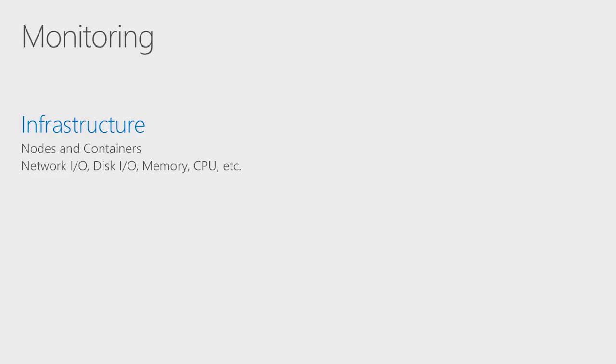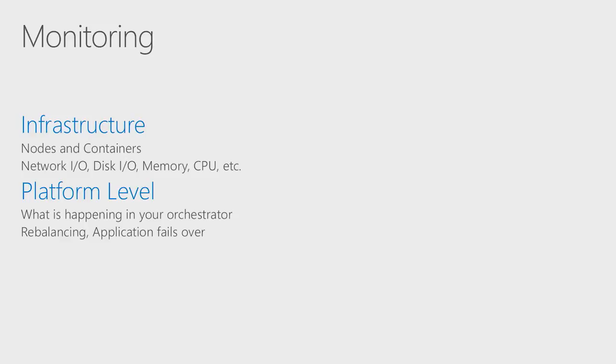Service Fabric is agnostic to monitoring, and so there's a whole bunch of different ways that you can go about monitoring, but there are 3 different levels of monitoring that I like to think about. The first one is infrastructure. Infrastructure is our nodes and our containers. It's our disk input, output, memory, CPU at a very granular level.